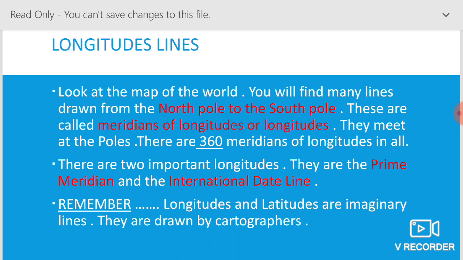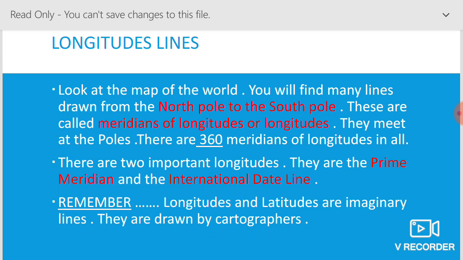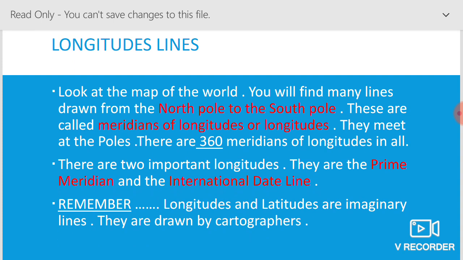You will find many lines drawn from the North Pole to the South Pole. These are called meridians of longitude or longitudes. They meet at the poles. There are 360 meridians of longitude in all.